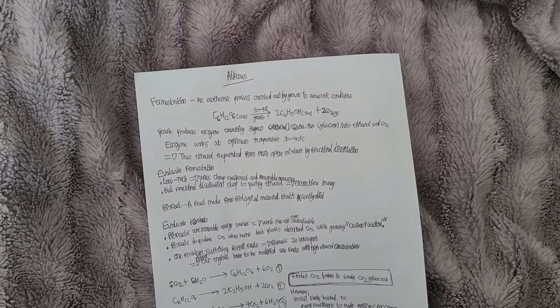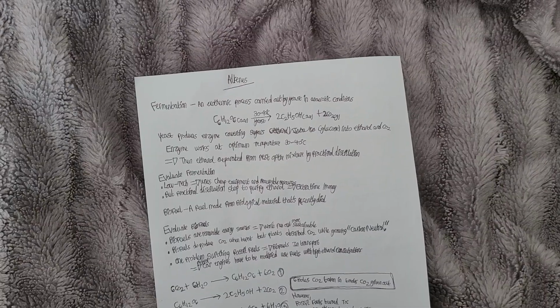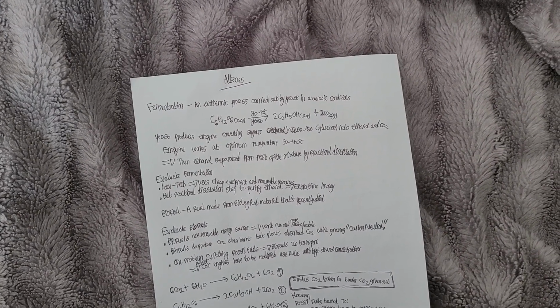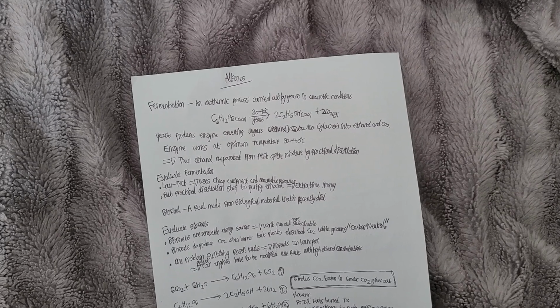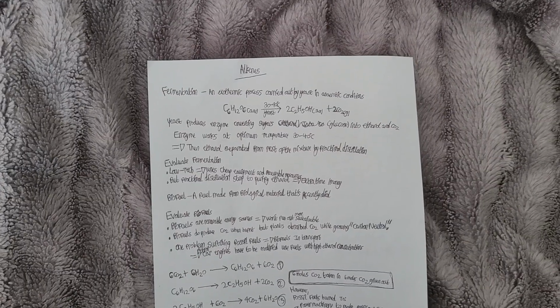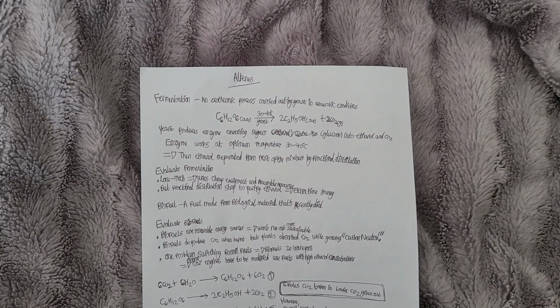Yeast produces an enzyme converting sugars, aka glucose, into ethanol and carbon dioxide. The enzyme works at an optimum temperature of 30 to 40 degrees Celsius. Then the ethanol is separated from the rest of the mixture by fractional distillation.